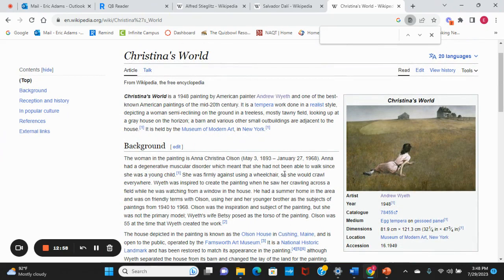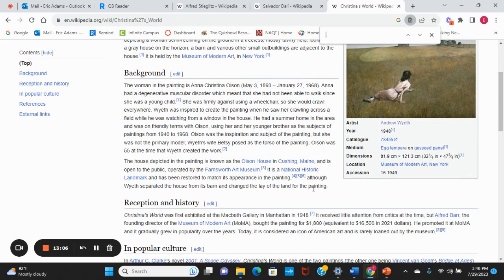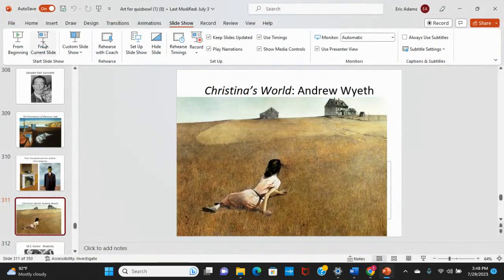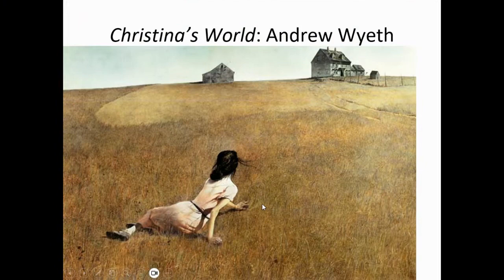She was firmly against using a wheelchair, so she would crawl everywhere. There it is. And it wasn't polio. It was a degenerative muscular disorder. I've got all kinds of things wrong in this recording. I apologize. But nevertheless, it comes up a lot. That's Christina's World by Andrew Wyeth. So there it is. Make sure that you commit it to memory.